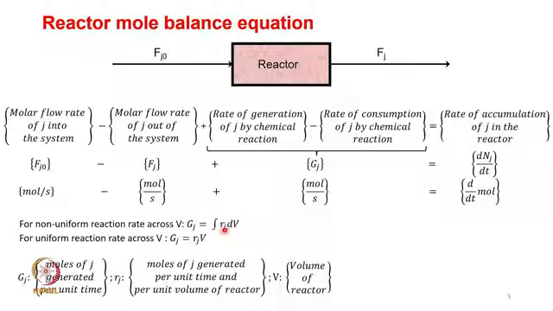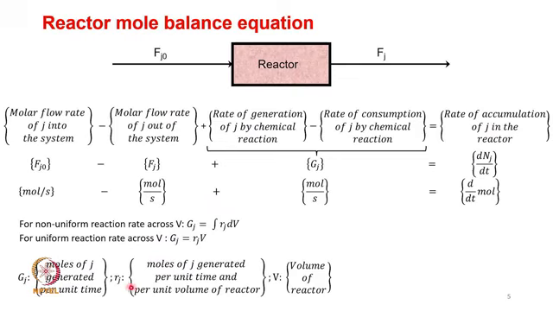So Gj would be the integral of Rj times dV, because the generation is non-uniform. And in most of the cases you assume it is a uniform reaction rate, then the Gj would be your reaction rate times V.